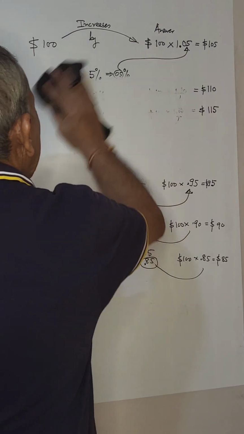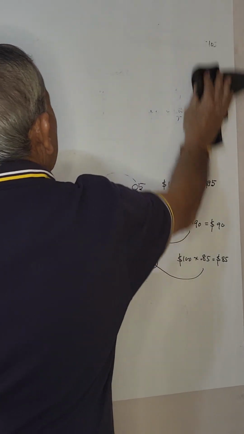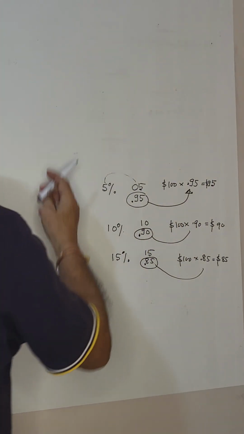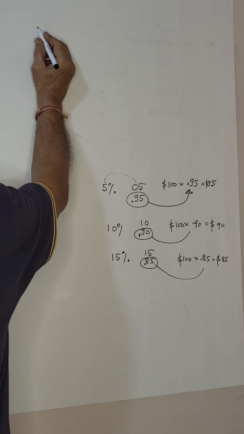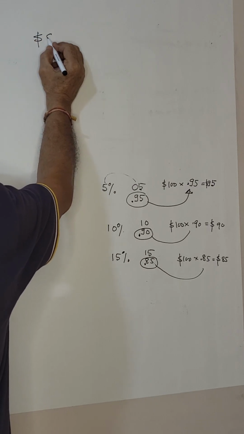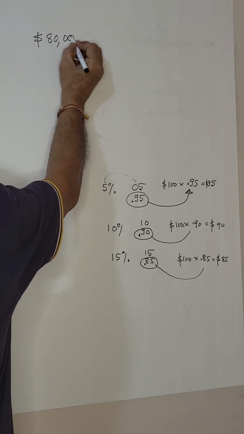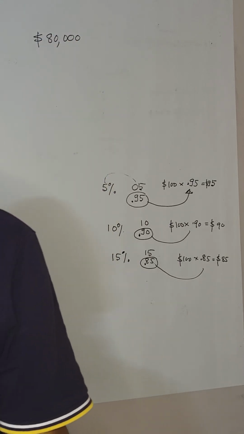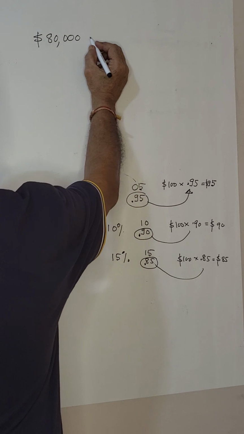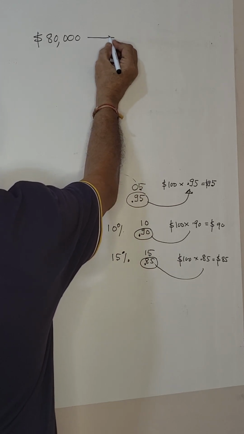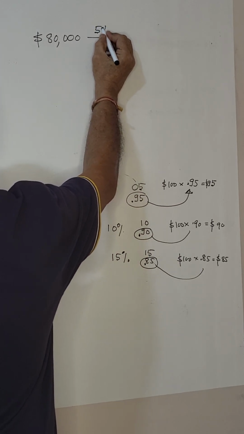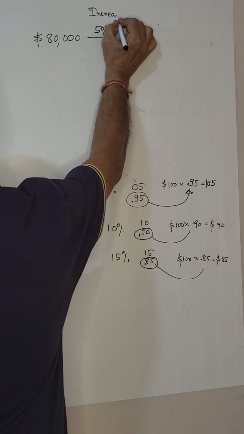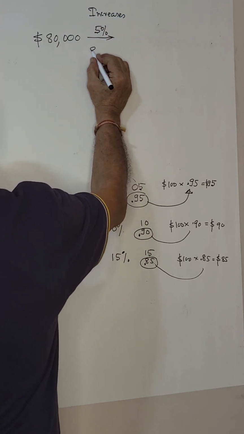Next, there is a car initially at $80,000. This is the initial value, and its value increases by 5% every year.